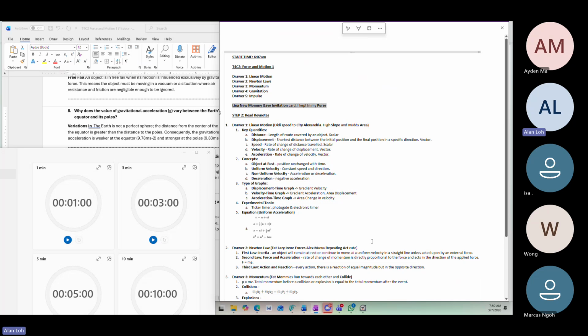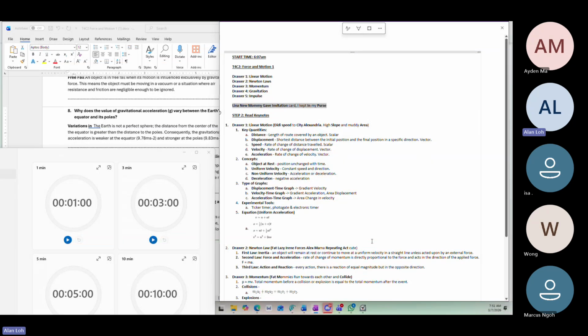There are key quantities in linear motions, and there are 5 of them. PT is distance, displacements. Then you can explain what is distance, what is displacements. You can explain in terms of the quantities, whether it's a scalar quantity or a vector quantity. You can even explain what a scalar quantity or a vector quantity is to this classmate. Then you can explain speed and velocity.